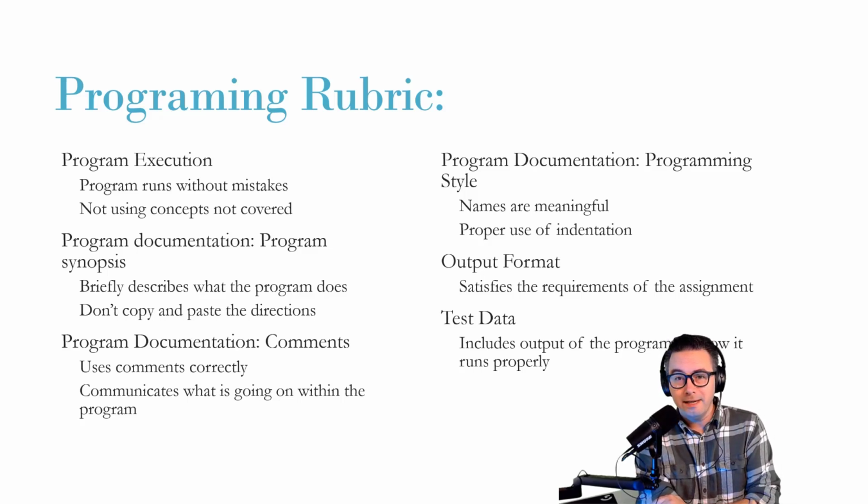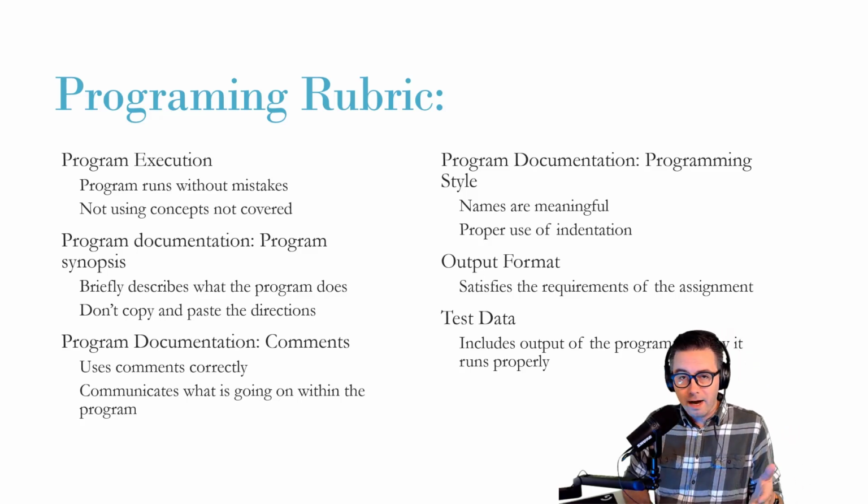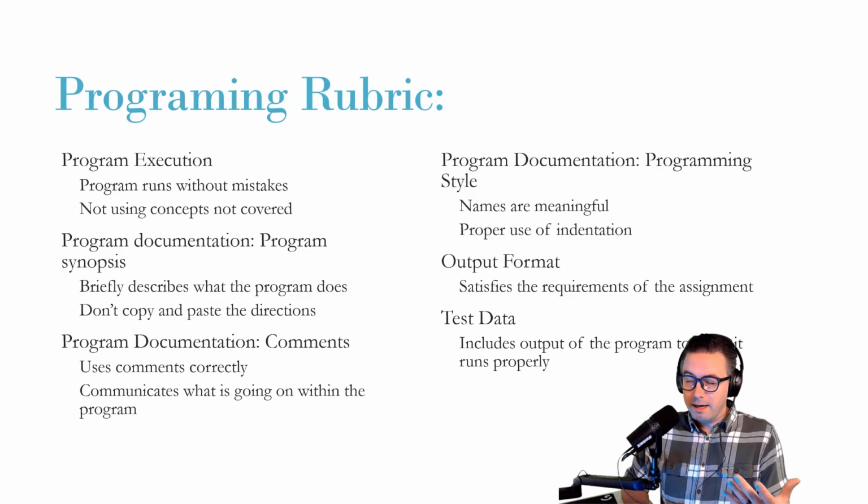You're going to do that in IntelliJ, and you're going to follow the directions, but you're also going to make sure you follow these. This is the rubric that you'll be graded on, and I'll talk about each one of these points. First of all, programming execution. That means that the program runs without mistakes, and you're not using programming techniques that we haven't talked about. When we're using concepts that we haven't talked about yet, it looks kind of suspicious. So we're taking off points when you're not following that direction.